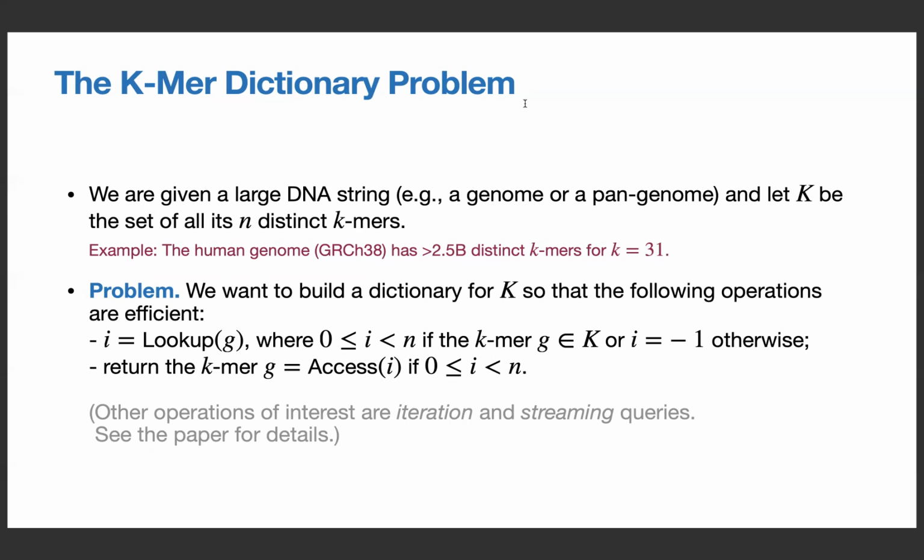We want to do a lookup operation for a k-mer g, which returns i, a unique integer identifier between 0 and n-1 if the k-mer g is present in our set, or i is equal to a default value, say, for example, -1 otherwise, so if it's not present in the dictionary. And then we also want to do the access operation, which takes as input an integer i between 0 and n-1 and returns the corresponding k-mer string g. That's the inverse of the lookup.